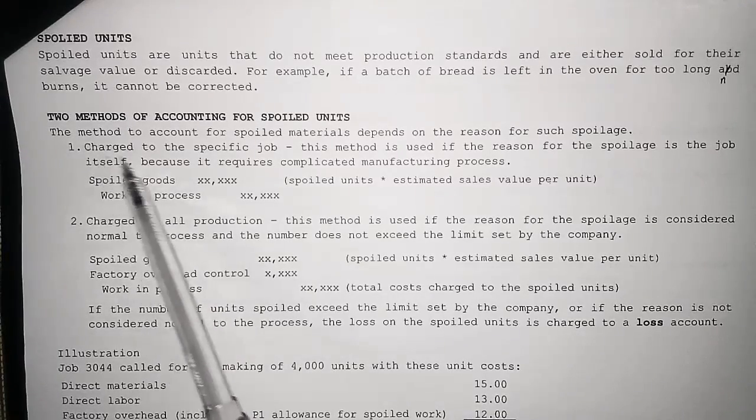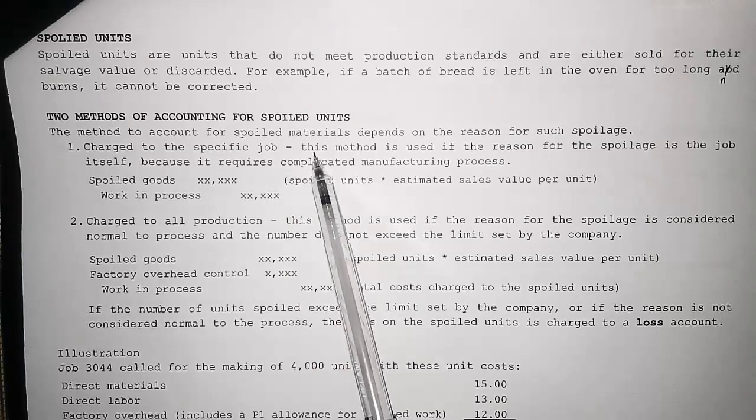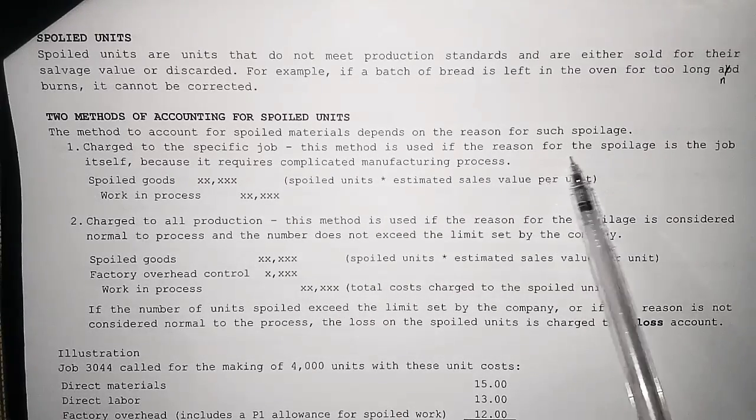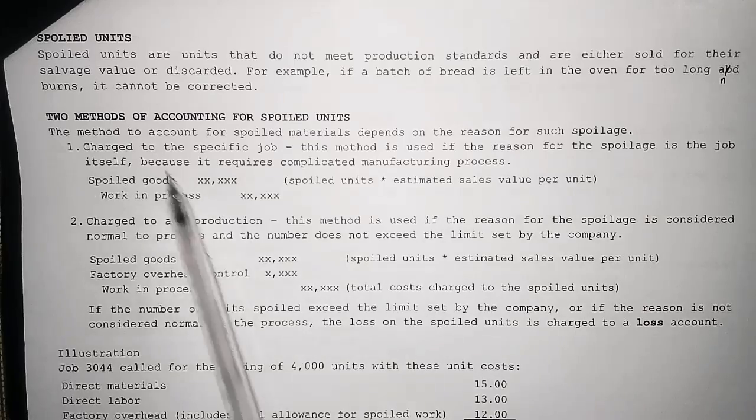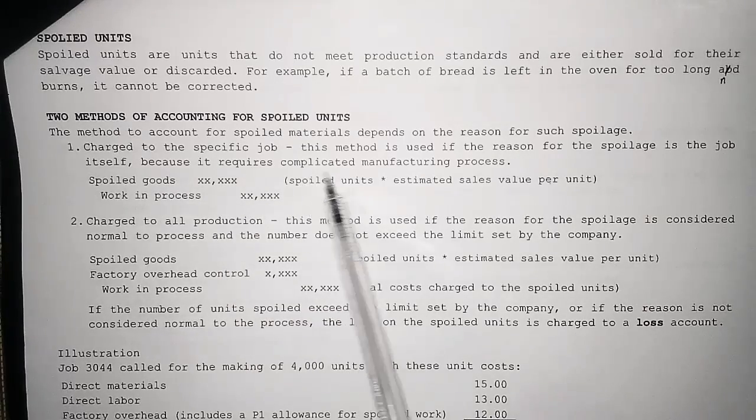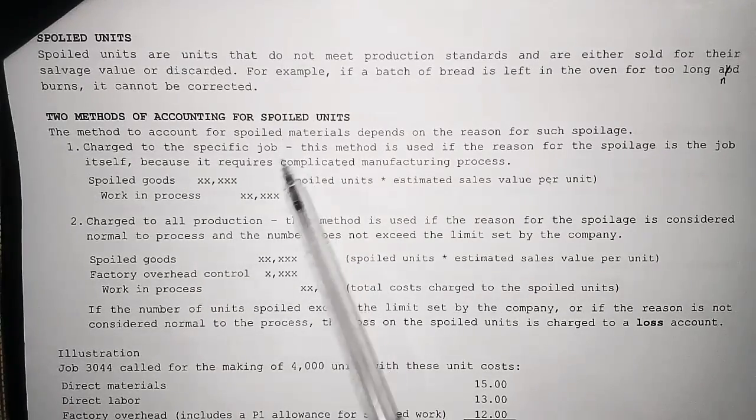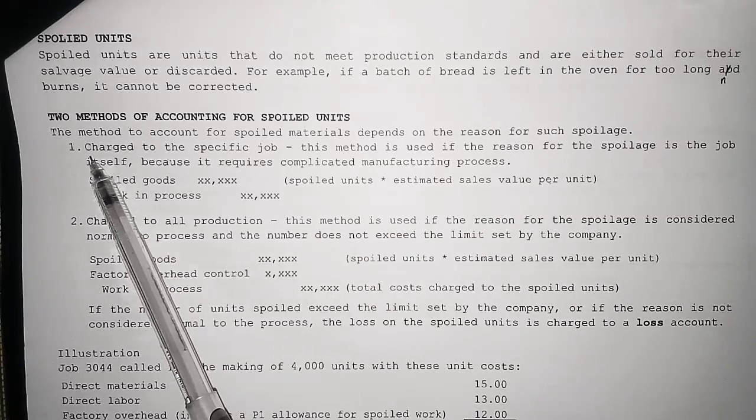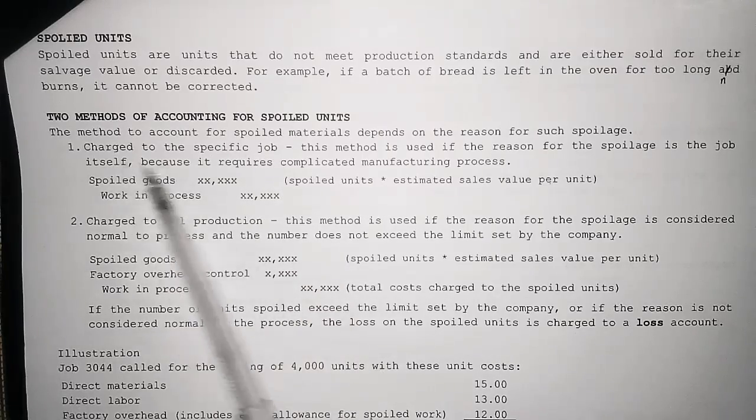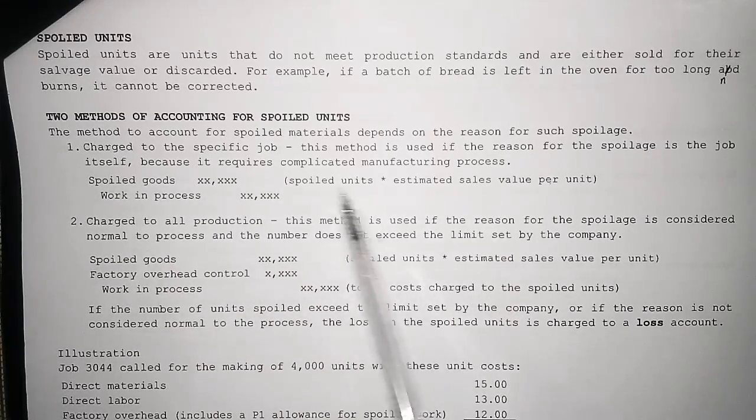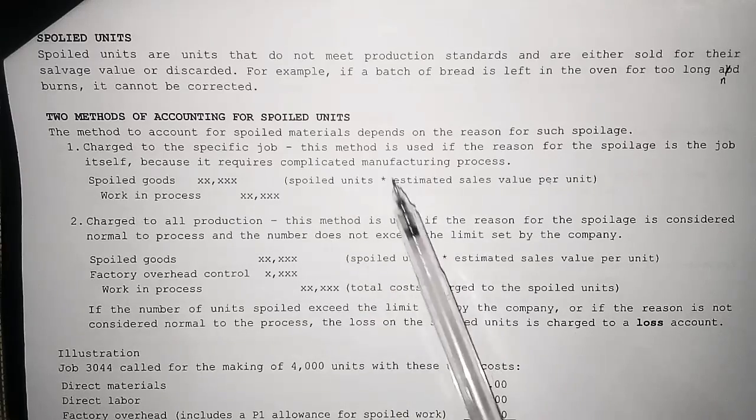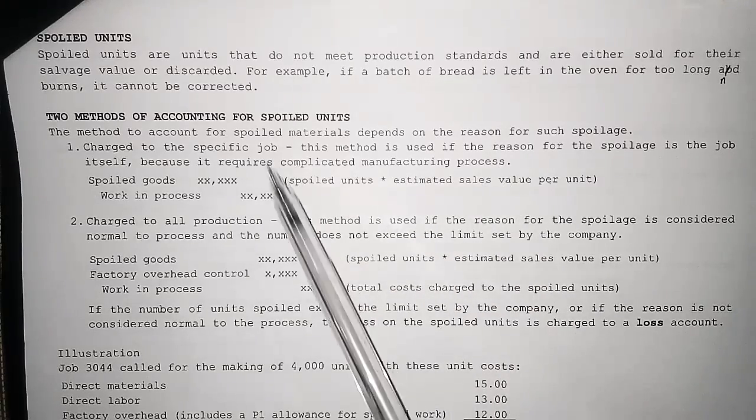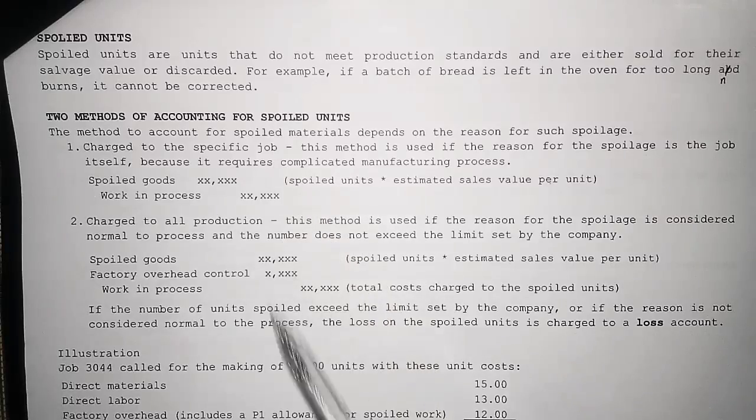Number 1, charge to the specific job. This method is used if the reason for the spoilage is the job itself, because it requires a complicated manufacturing process. So, kapag yung job mismo ang reason ng spoilage, ang gagamitin natin is yung charge to specific job. And normally, ginagamit siya kapag yung mga manufacturing process ay complicated. Kumbaga, may mga special manufacturing process na involved para makumpleto yung job na iyon.